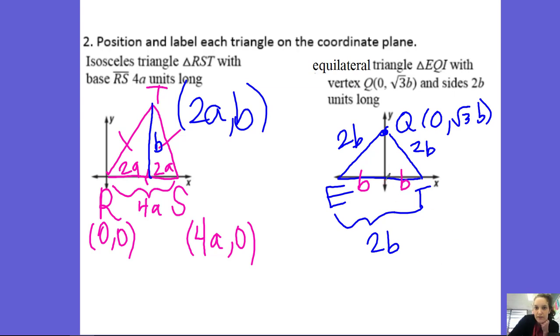So if I always start at my origin, I'm going b units to the right to get to I. So I is b, comma, 0, because I'm on the x-axis still. And then if I'm going from the origin to point E, I'm going b units to the left, which means that's going to be negative b, comma, 0. I knew the whole side was 2b. This is half, and if I'm going to the right, it's positive. If I'm going to the left, it's negative.